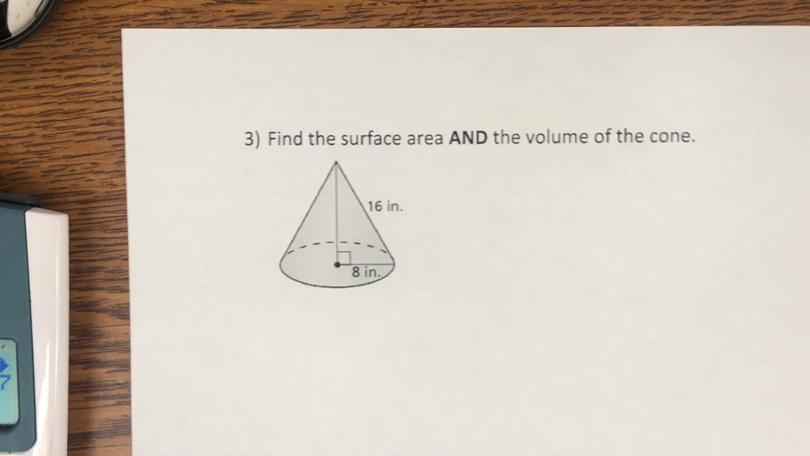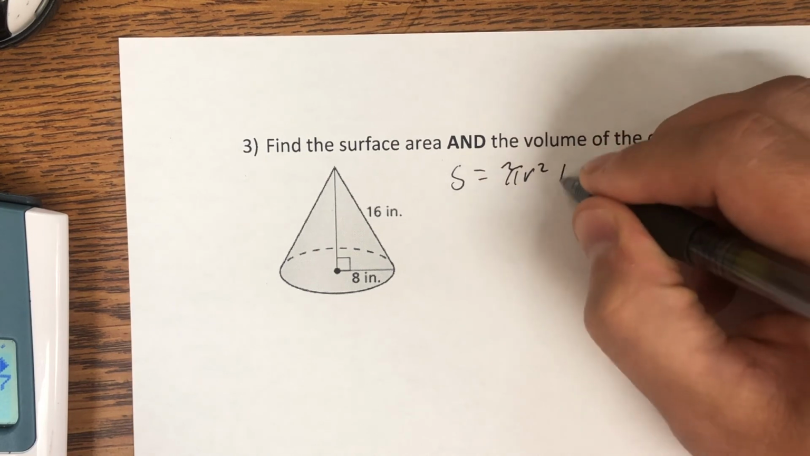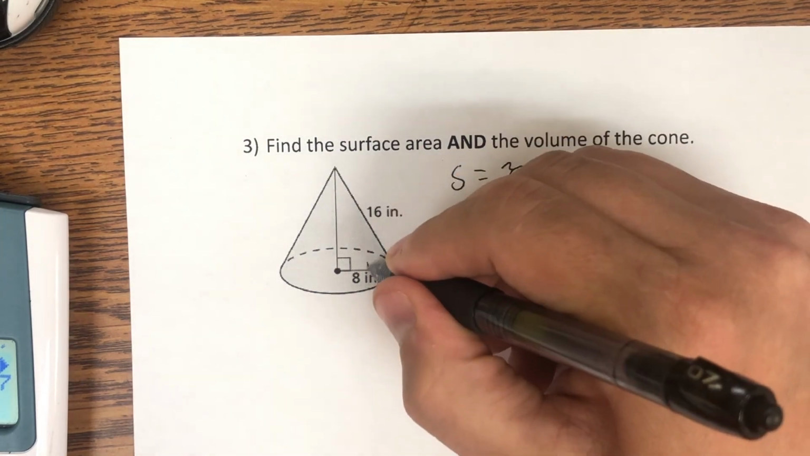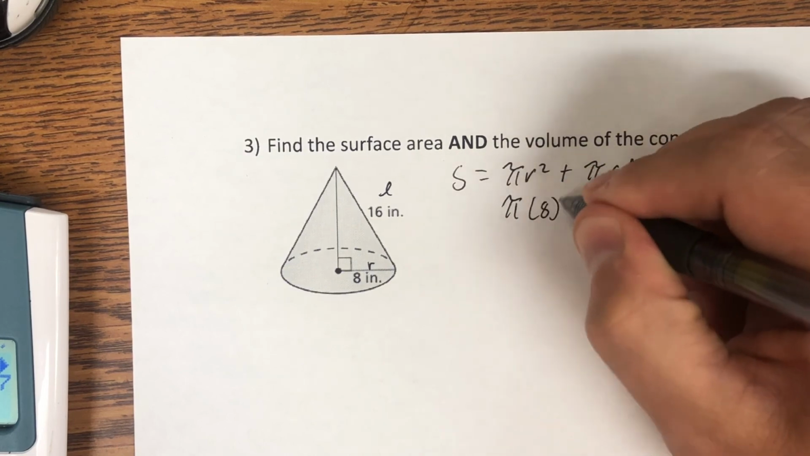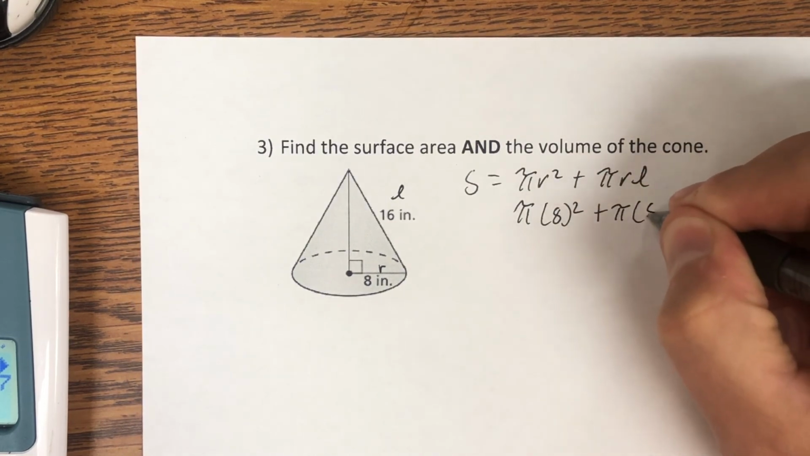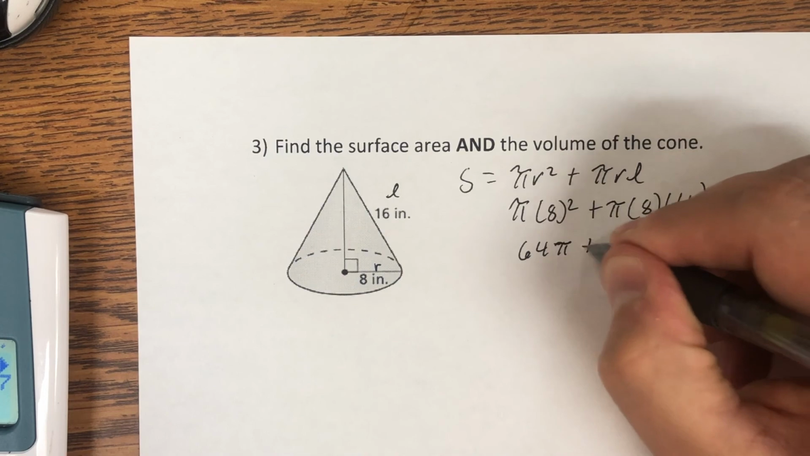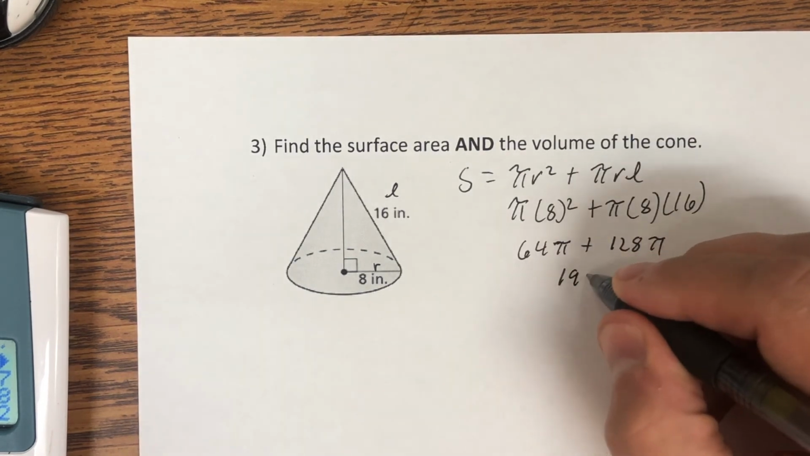Next example asks for both the surface area and the volume. So I'm going to write surface area first. Surface area equals pi r squared plus pi r slant height, cursive L. Well, I know the radius and I know the slant height. Just need to plug them in. Pi, radius is 8 squared plus pi times the radius 8 times slant height 16. 8 squared, 64 pi, plus 8 times 16, 128 pi. Combine those two. They are like terms, so we have 192 pi.